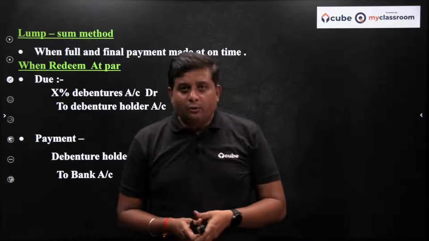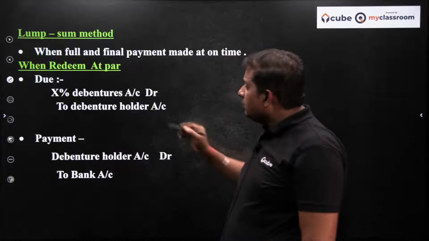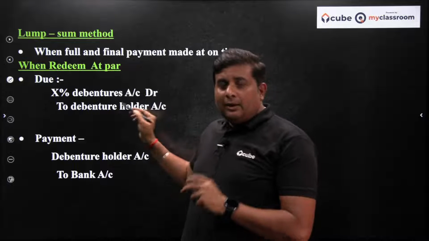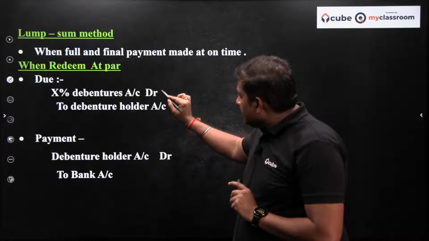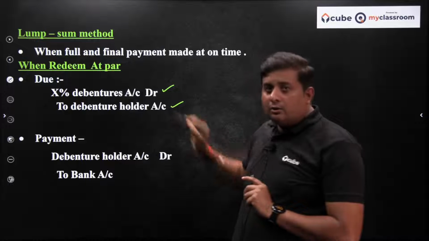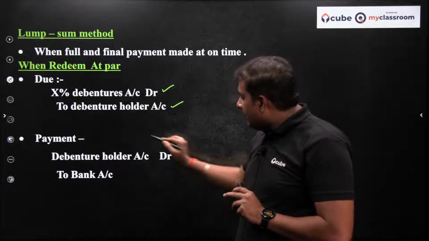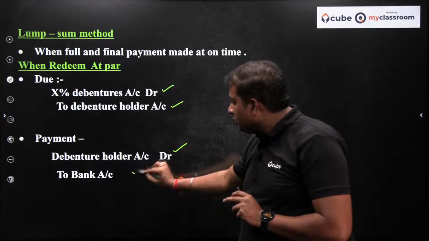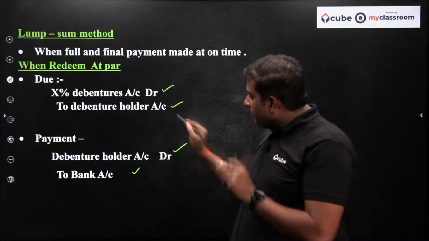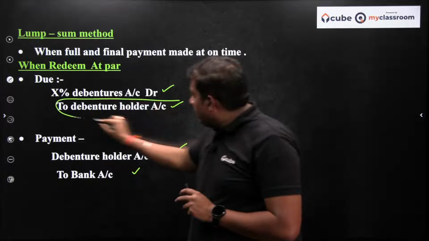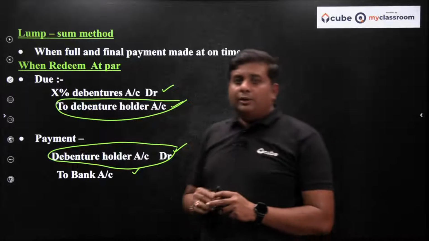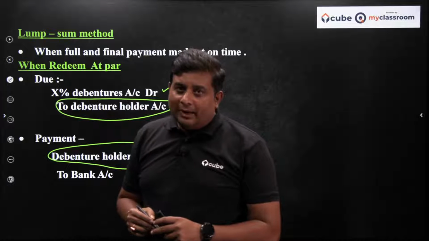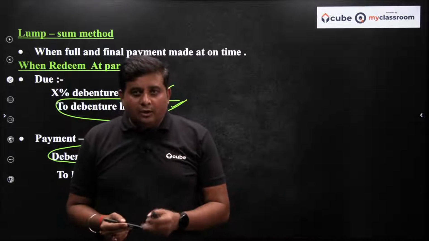You can check this entry anytime. Just take an example. While repaying, what did I say? X% debentures to bank account. X% debentures account debit to debenture holder account for the due purpose. And again, while making the payment, the entry should be debenture holders to bank. If you combine this, the debenture holder got cancelled, so the net entry should be X% debentures account debit to bank account. This is just the opposite of the loan taken.